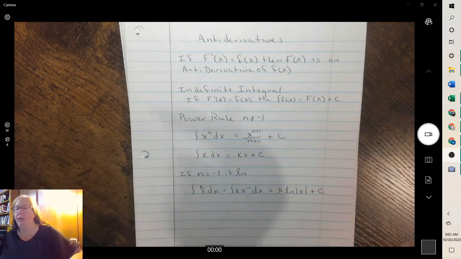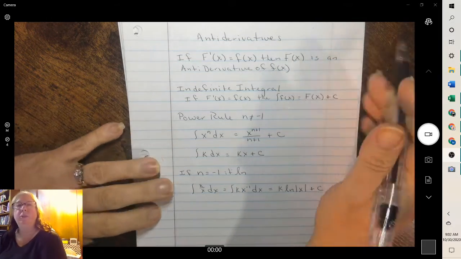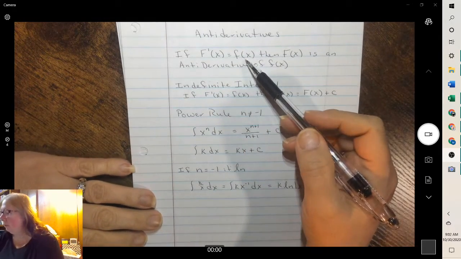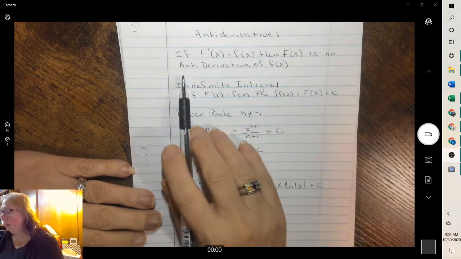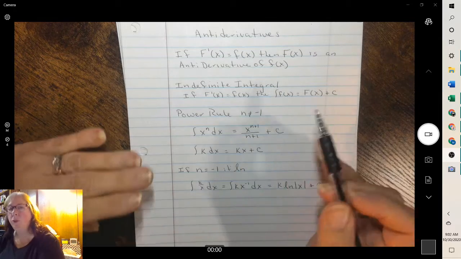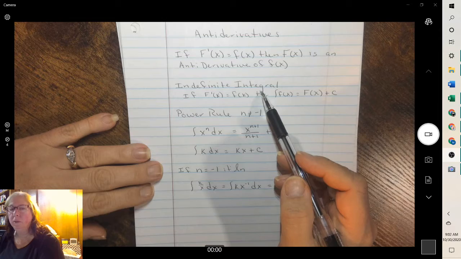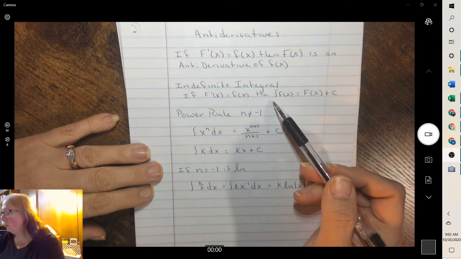Hello, I'm Mrs. J, and today we're going to talk about antiderivatives. If f prime equals f of x, then f of x is an antiderivative. So we're just working backwards. It's also called the indefinite integral when we're not plugging values in.